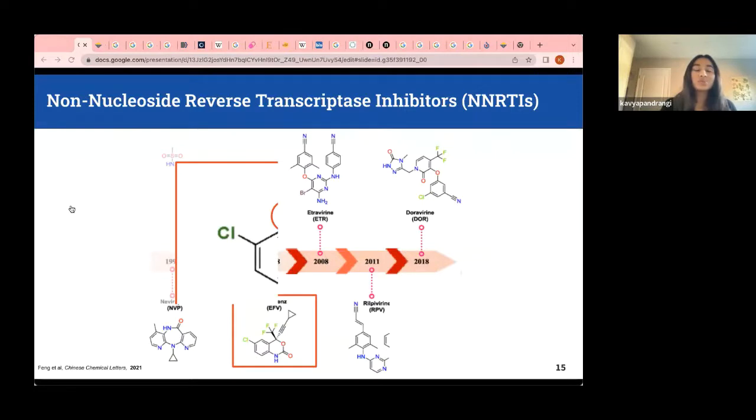So while efavirenz was definitely valuable in HIV/AIDS treatment, the emergence of efavirenz-resistant variants of reverse transcriptase necessitates the continued discovery of novel NNRTIs to combat the evolving viral target of reverse transcriptase, which is exactly what we did. And this leads me into our computational work.